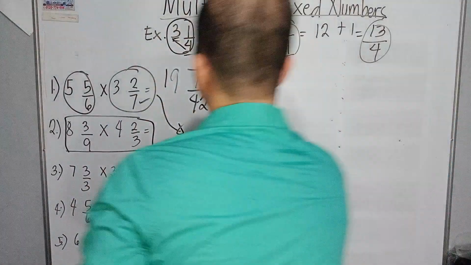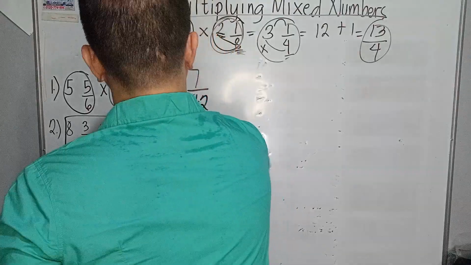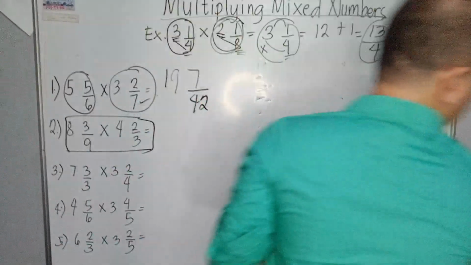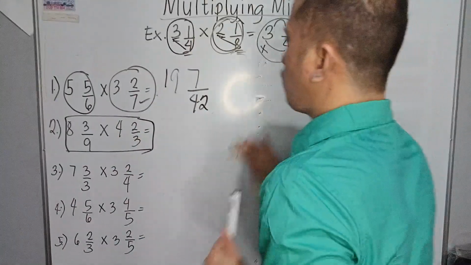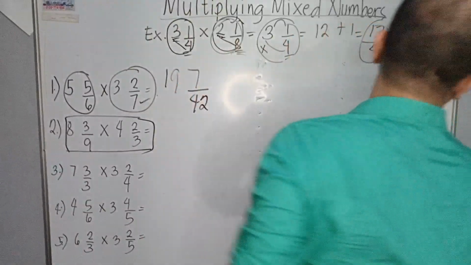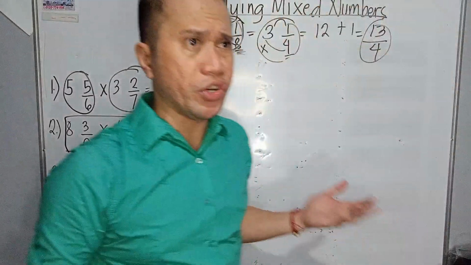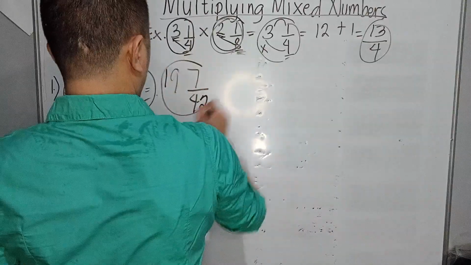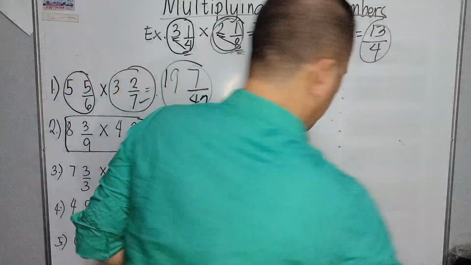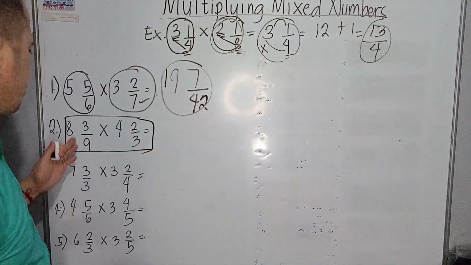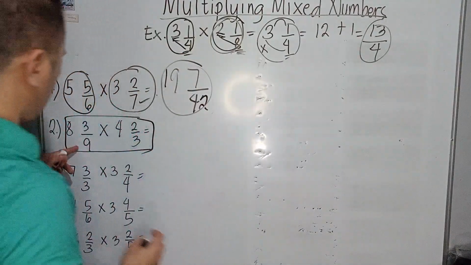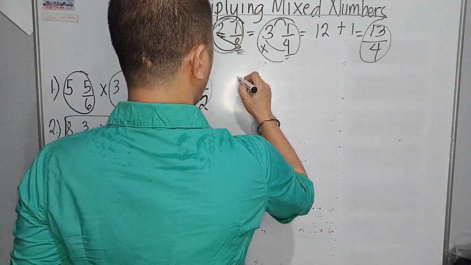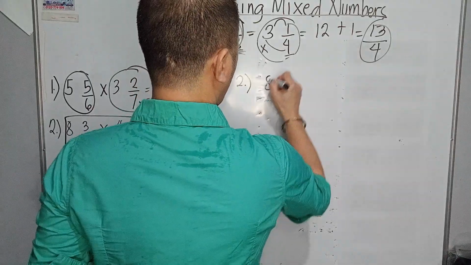That's for number 1. Because we simplified it, my dear viewers. But if you want to answer it just like that, if you do not want to simplify, it's okay. But we need to show you guys how to solve it. So we proceed to number 2, 8 and 3/9. This is for number 2.